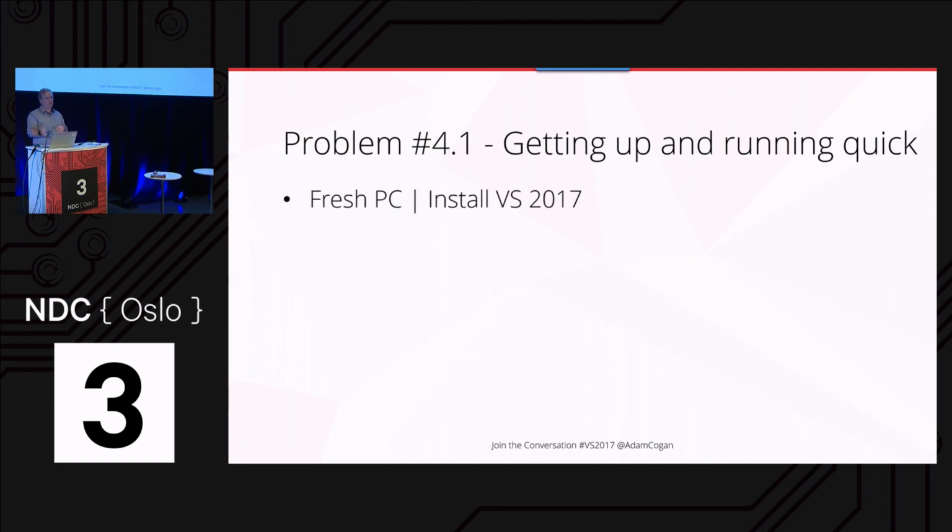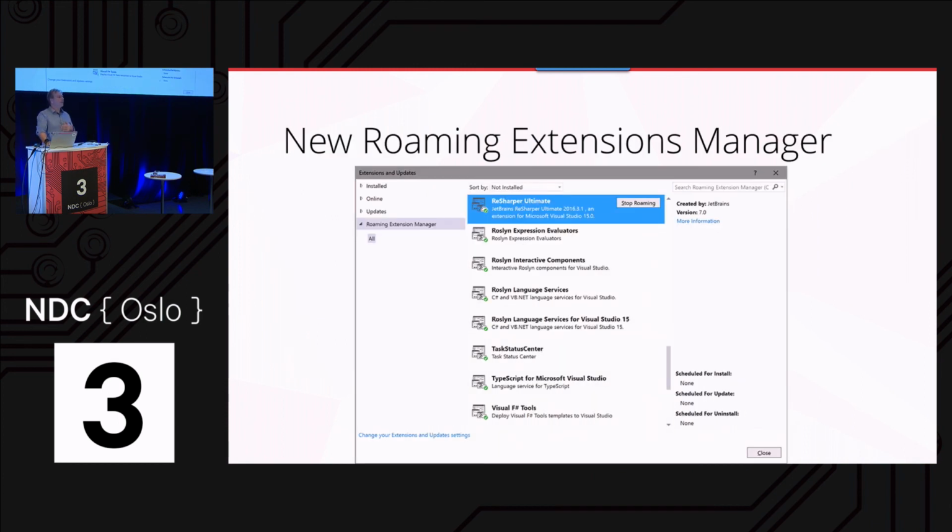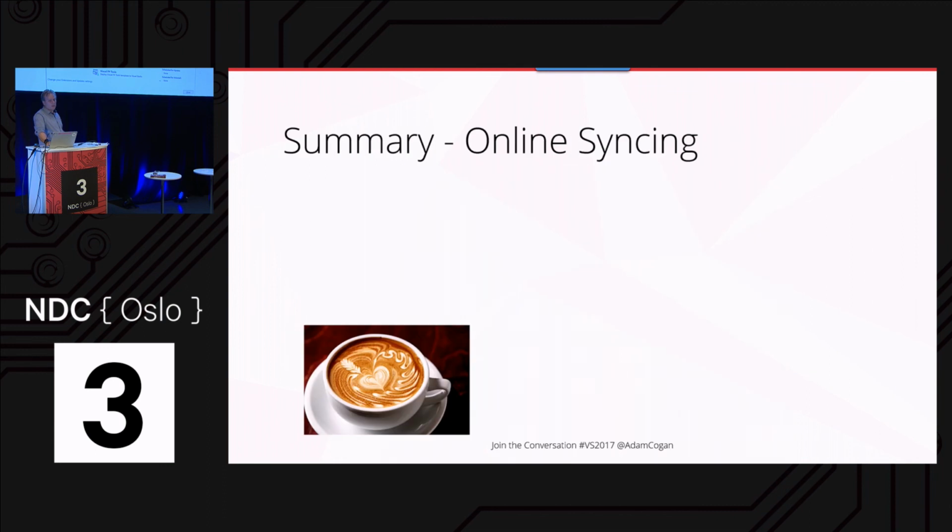All right, so the next one, getting up and running quick. You get a fresh machine, you install Visual Studio. Now you have to go through and install your favorite extensions. Most people go and get ReSharper, productivity tools, and Web Essentials. So we have this new roaming extensions manager. So basically when you log in, you keep all your extensions.